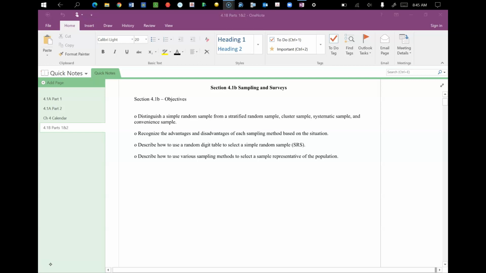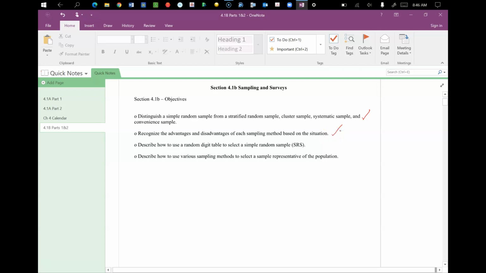So the first objective is to distinguish a simple random sample from a stratified random sample, cluster sample, systematic sample, and a convenience sample. We did that in the first video, but we are going to continue to practice with that in this video. We want to recognize the advantages and disadvantages of each sampling method based on the situation. We will do that in this video.